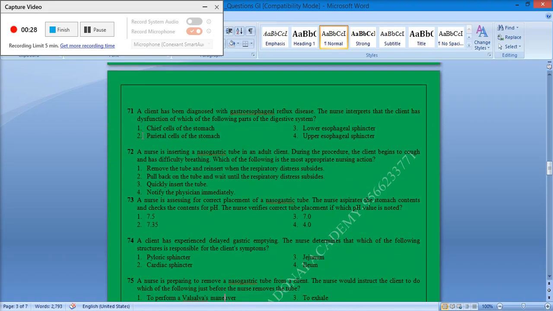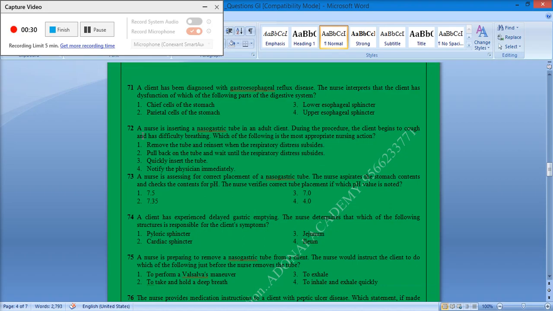71. A client has been diagnosed with gastroesophageal reflux disease. The nurse interprets that the client has dysfunction of which of the following parts of the digestive system? 1. Chief cells of the stomach. 2. Parietal cells of the stomach. 3. Lower esophageal sphincter. 4. Upper esophageal sphincter. The correct answer is 3. Lower esophageal sphincter.